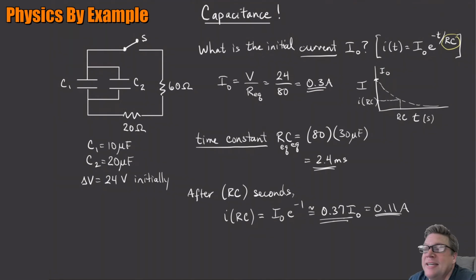So at any time in the future, you can figure out what the current is based on the general formula up here. But just the rule of thumb is, if you know what the time constant RC is for the circuit, you can estimate it quickly as you go along. So that's how the current in these circuits with capacitors behaves. It decays over time.